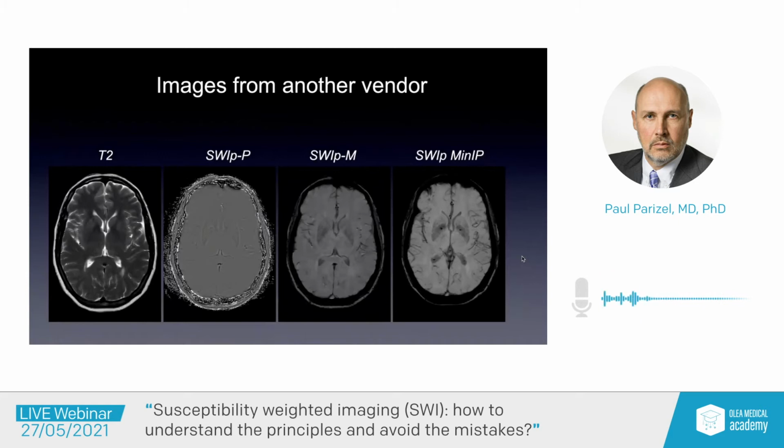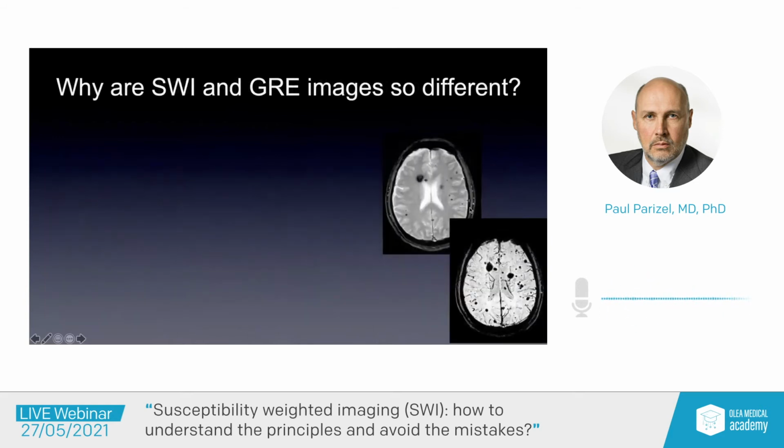And here you see a different vendor, and even the names of these sequences are a little bit different, and also the appearance of the image is different. Now, what many people don't really understand is why are susceptibility weighted images and gradient echo images so different? Because susceptibility is basically a 3D variant of gradient echo.